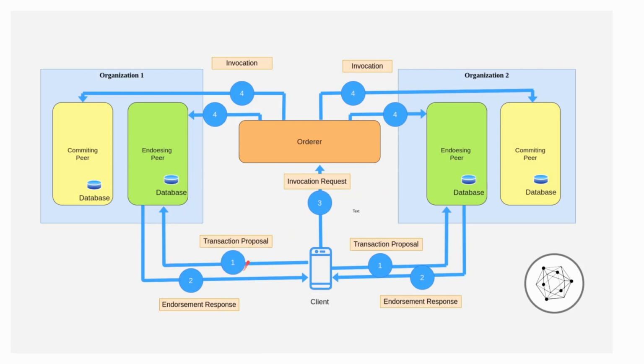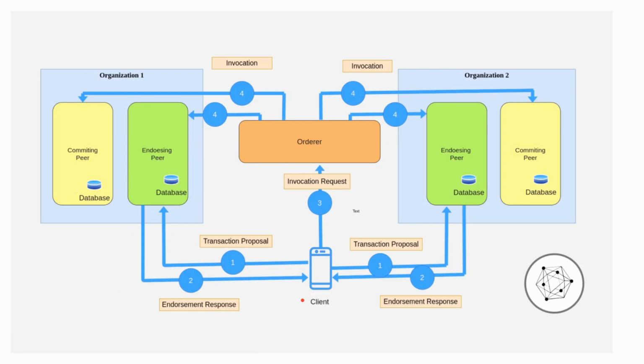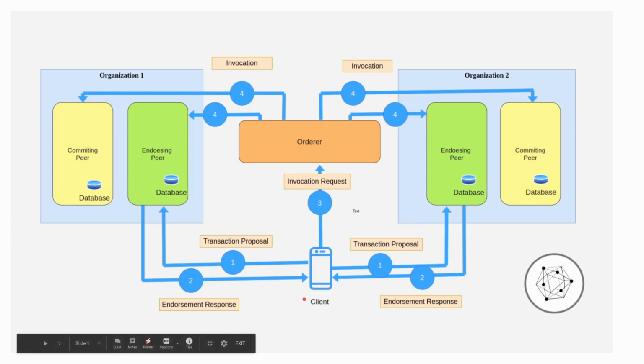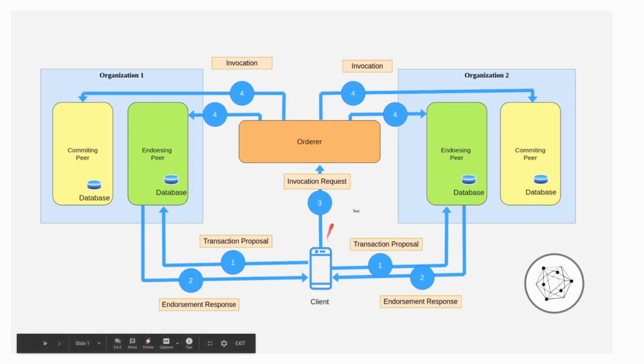Here in the first step, client sends the transaction proposal to all the endorsing pairs. So endorsing pair creates the endorsement response and sends it to the client again. Client here again waits until it gets sufficient endorsement response as per the endorsement policy defined, and if the client gets the sufficient endorsement response, it creates the invocation request by using this endorsement response, and this invocation request is sent to the orderer.